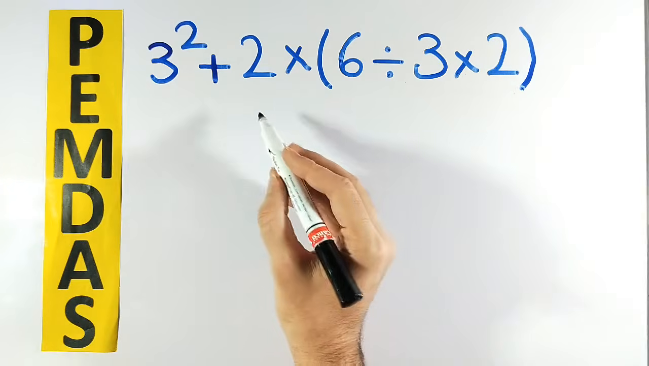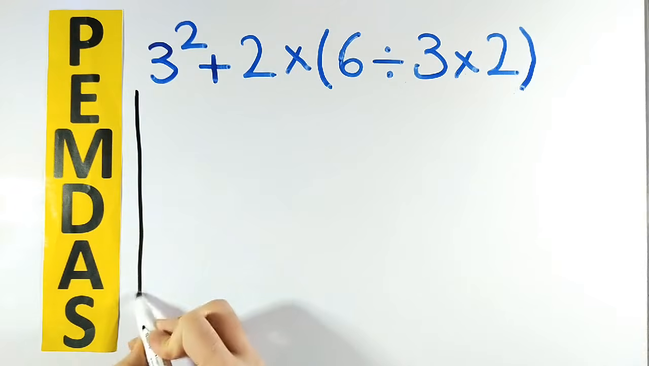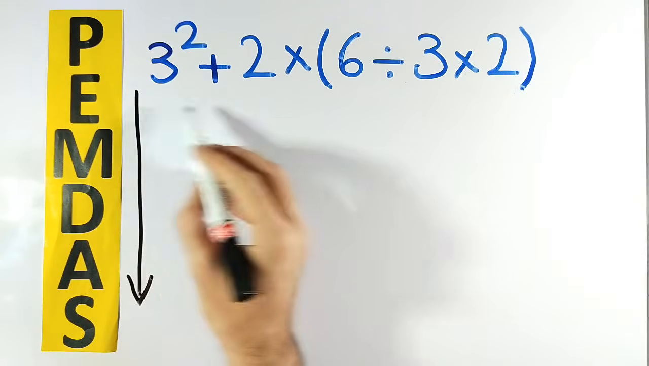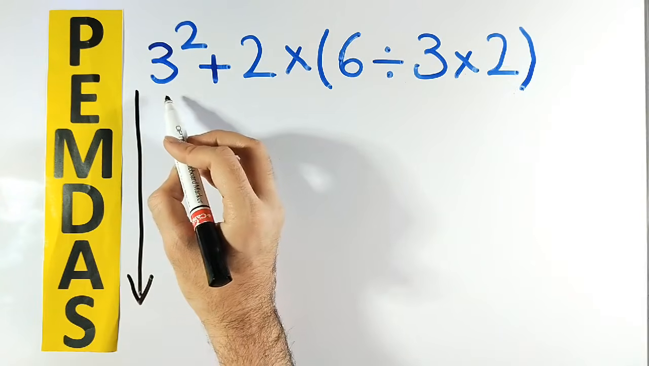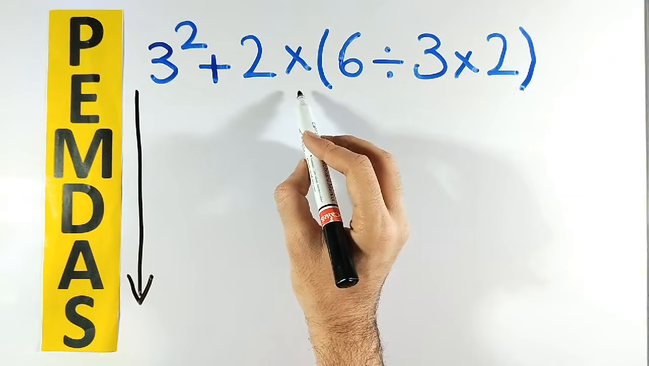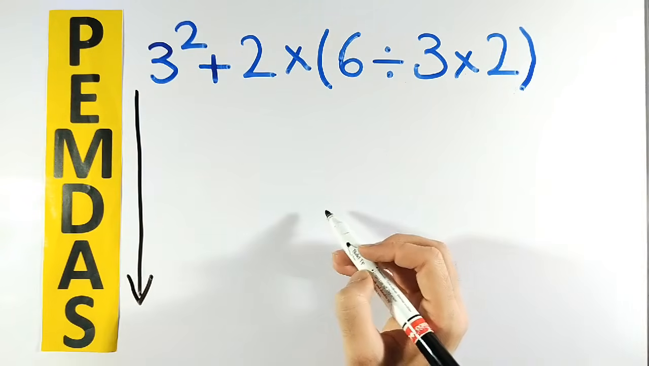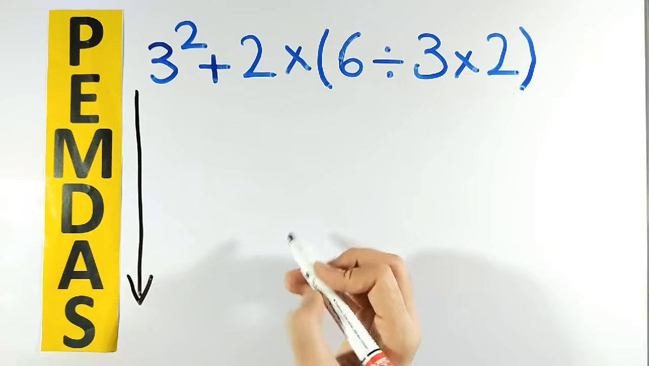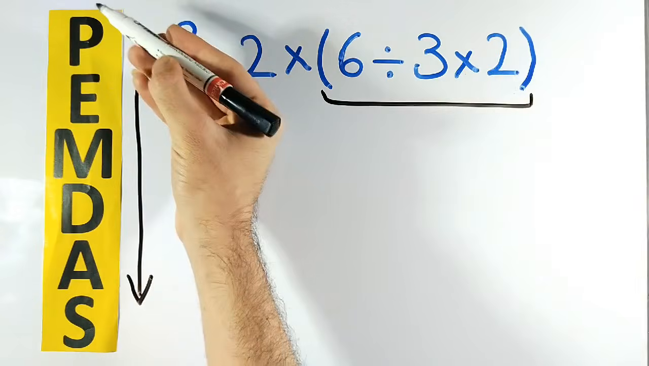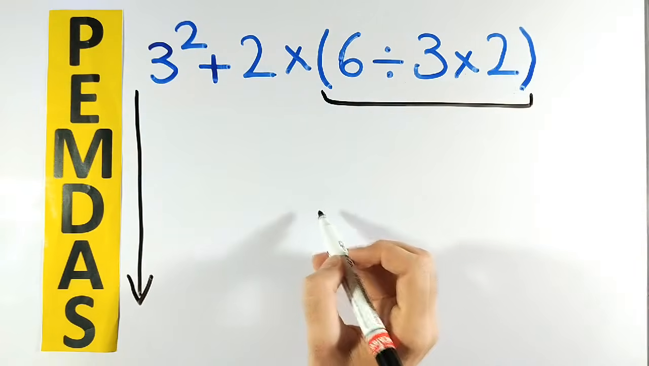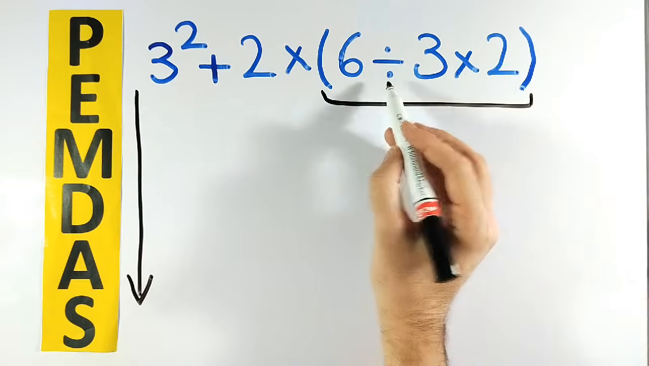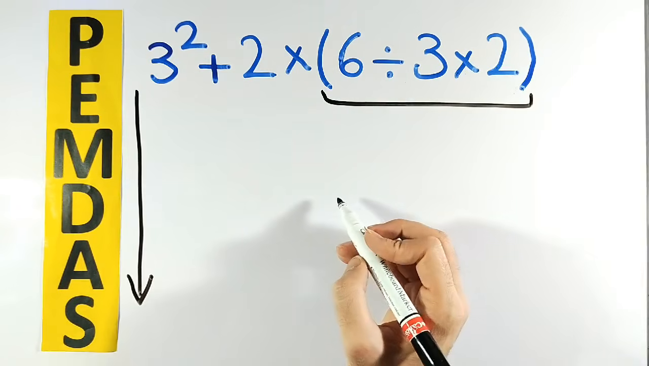To solve this question, we must follow the order of operations step by step from top to bottom. As you can see on the screen, in this expression, first we have an exponent, then an addition sign, followed by a multiplication, and finally parentheses. According to the PEMDAS rule, first we go for the parentheses because parentheses have higher priority than the other operations. And inside the parentheses, we have one division sign followed by a multiplication sign.